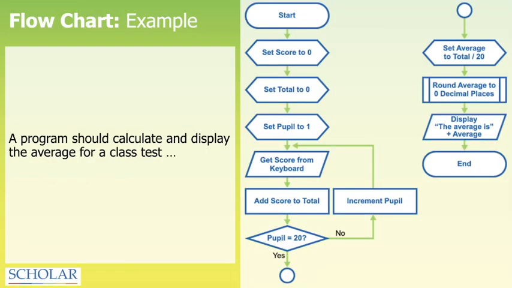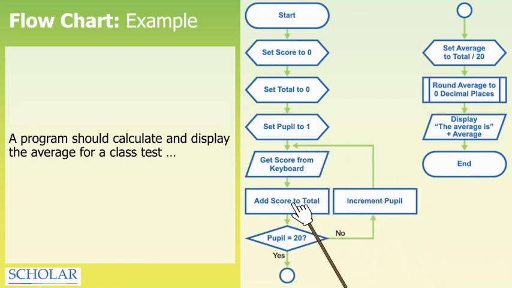Let's have a look at the same program we looked at for a structured diagram. We want to calculate and display the average for a class test. So we're setting the score, the total and pupil to values. So this is us declaring variables. We're then getting a score from the keyboard. We're adding that score to the total. Then we're asking, does the value pupil equal 20? And if it's not, we're branching off, we're adding 1 to pupil, and we're going back round. So this here is our loop.